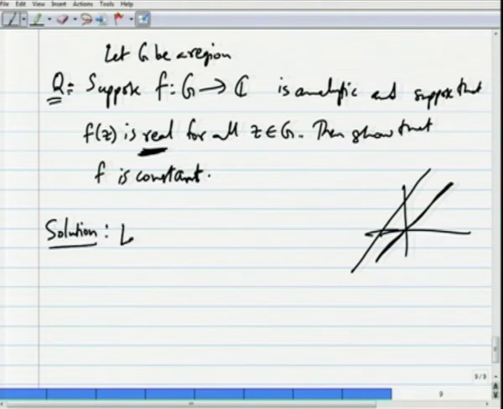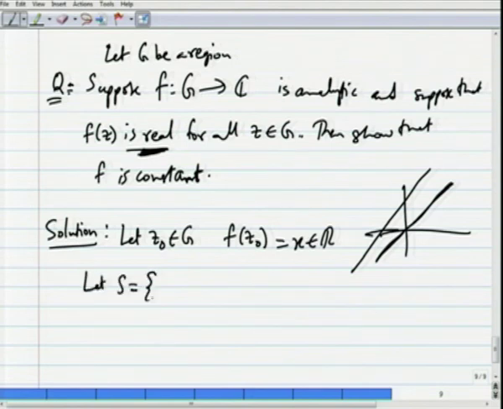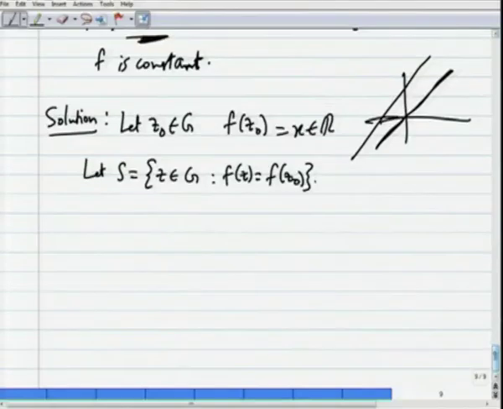Let z naught belong to G. It is given that f of z is a real number. Let S equal the set of all z belonging to G such that f of z is equal to f of z naught. We will show that S is the whole set G.